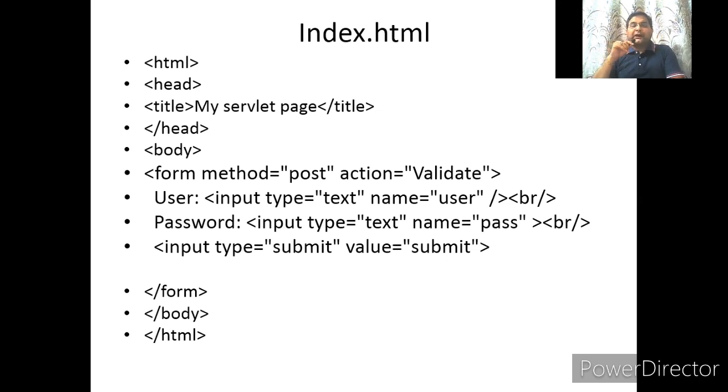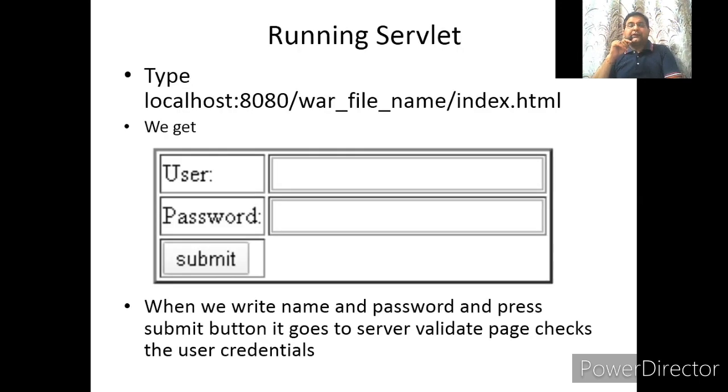Again our first page is index.html, same code. We are using two input types. One is for username and the second one is for password, and using the post method we are sending data to the validate page and submitting. Now again we will receive the same output from the server. The user will fill in the username and password and submit it.